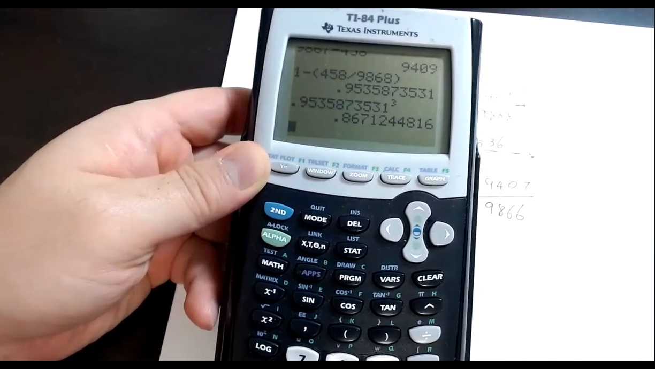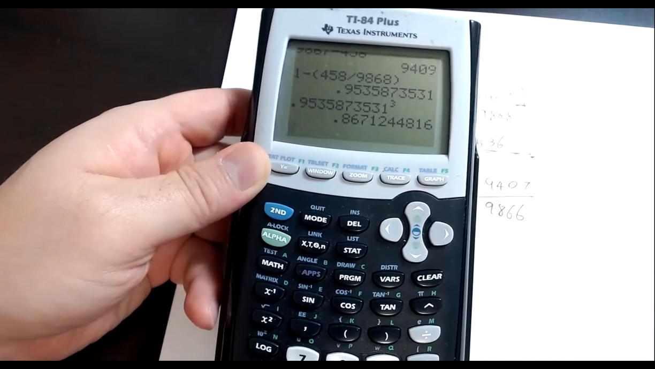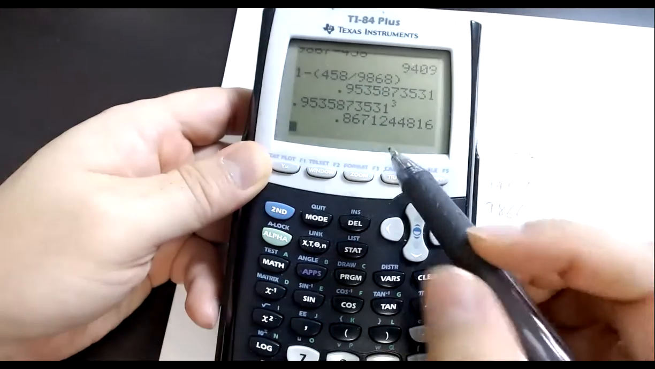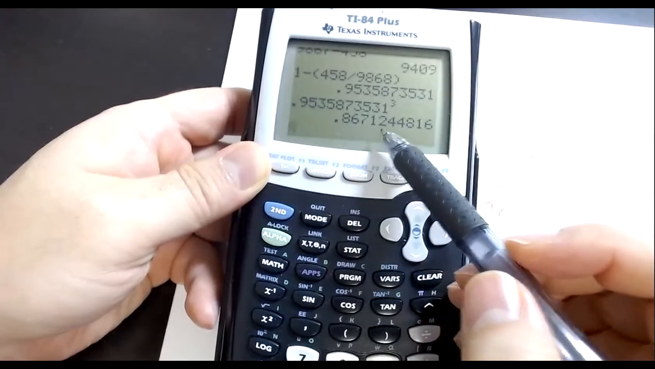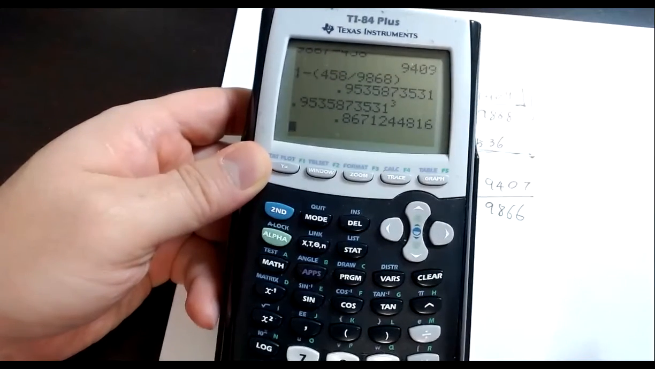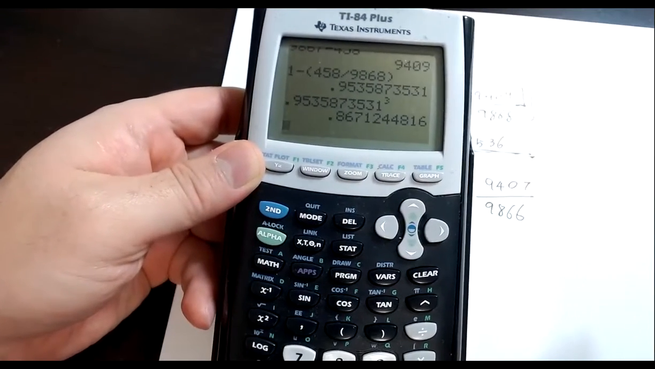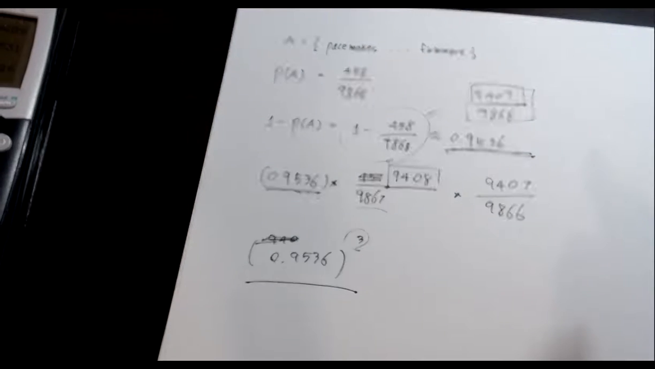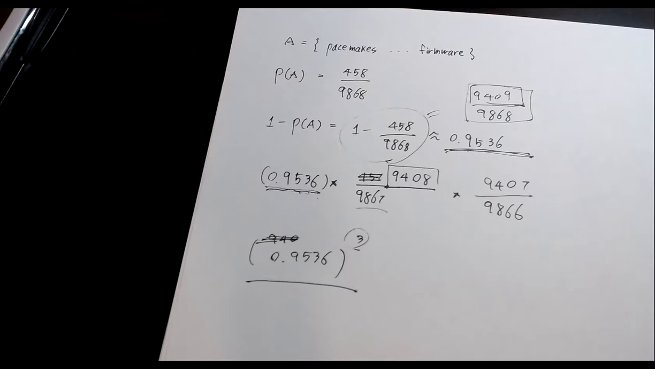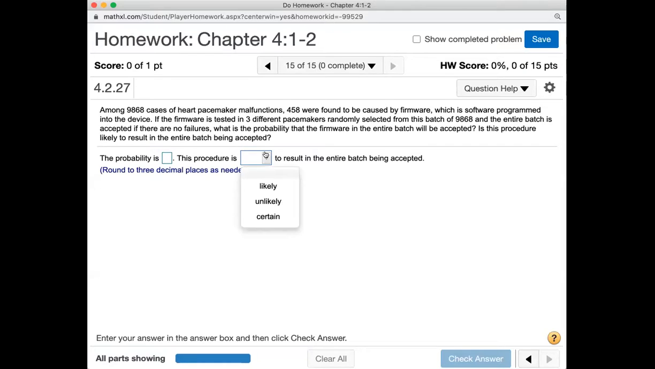The problem says to round to 3 decimal places as needed. So rounding to 3 decimal places, we're going to get 0.867. So what does this mean? Is the procedure likely to result in the entire batch being upset? Yes, likely, because the probability is 0.867, almost 0.9, right?